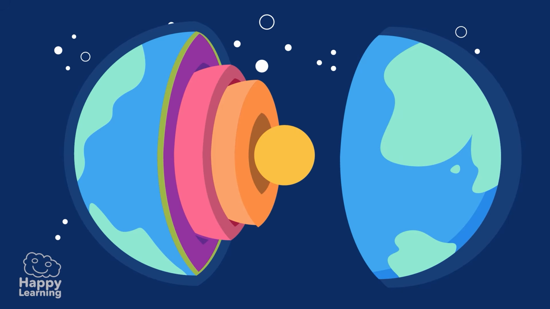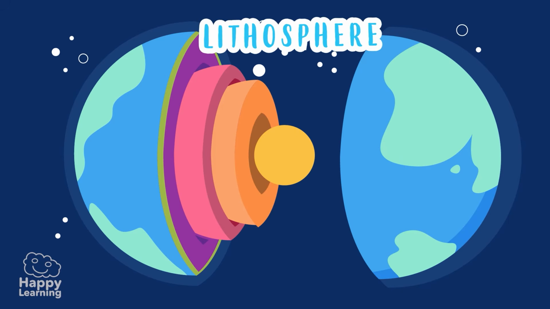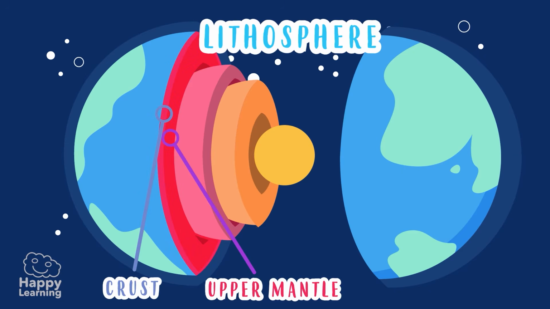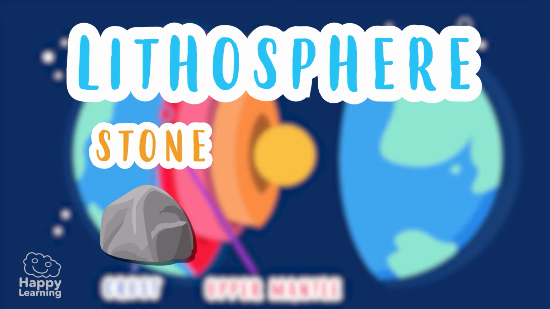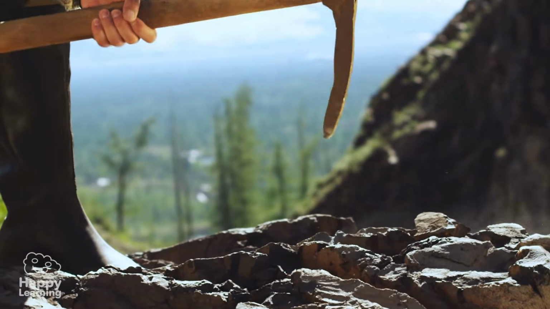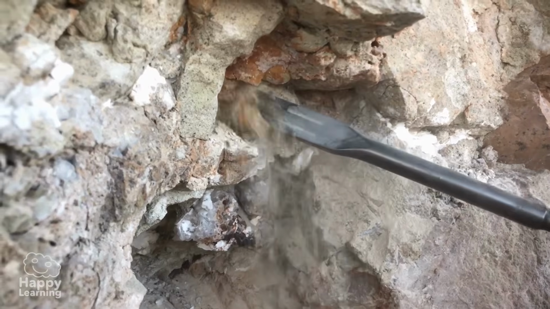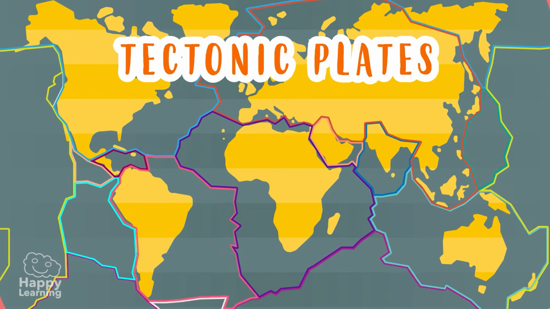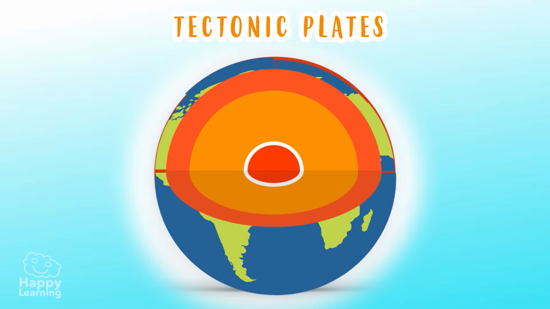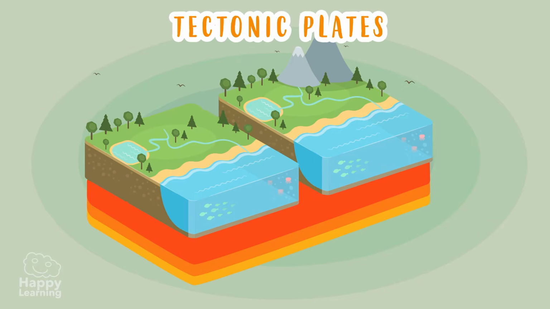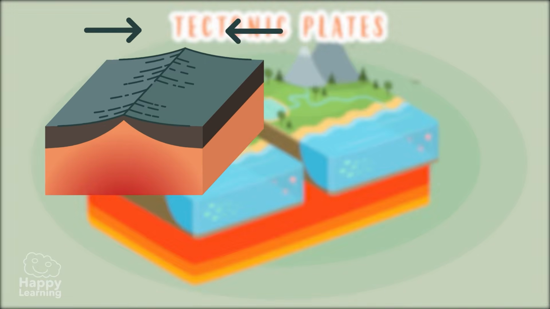There is a very special layer called the lithosphere, which contains the crust and the upper mantle. Lithosphere means stone sphere. As well as being very hard and rigid, the lithosphere is also fractured, as if it were broken into pieces. The famous tectonic plates are part of the lithosphere. By the way, did you know that these plates move? Yes. They float on a semi-liquid surface and sometimes collide with each other or collapse.